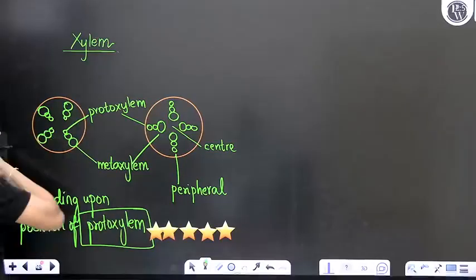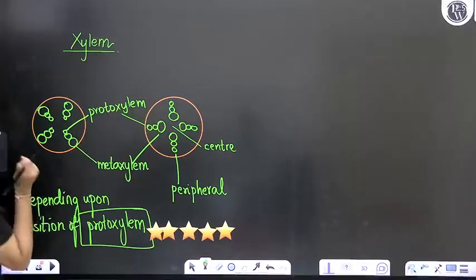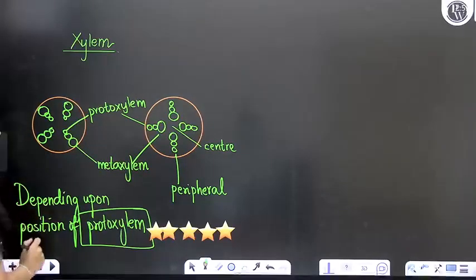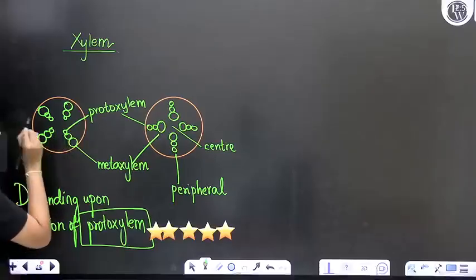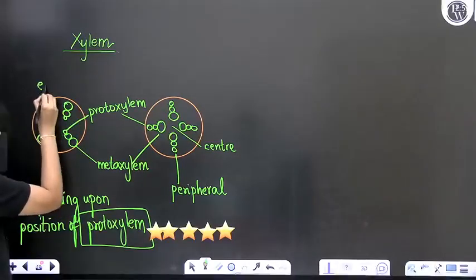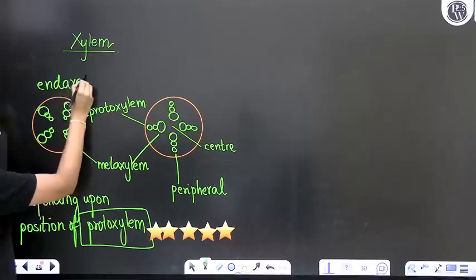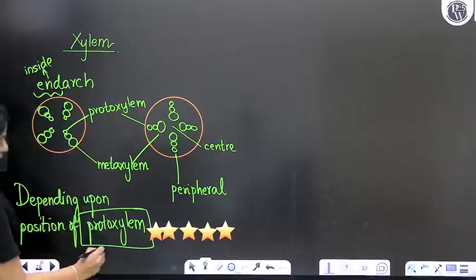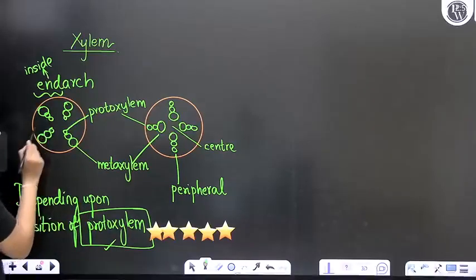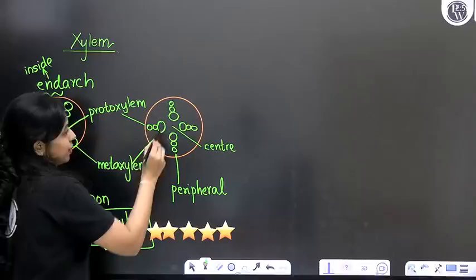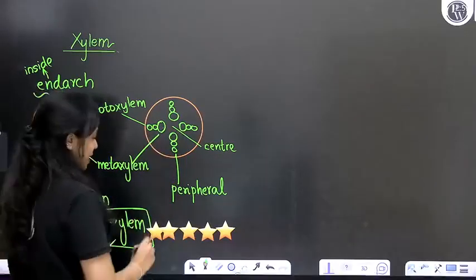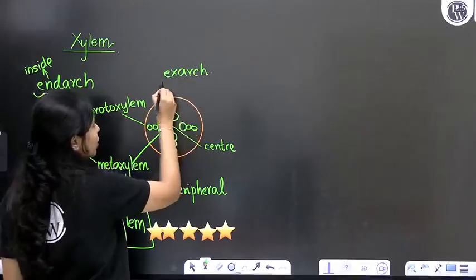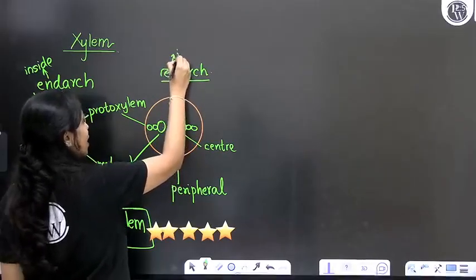If protoxylem is facing the inside, as you can see here, protoxylem is inside, metaxylem is outside, such a type of xylem is called endarch. Endo means inside. What are we classifying this based on? Based on protoxylem. Protoxylem here is facing the inside, so it is endarch. Here, protoxylem is outside, metaxylem is inside. Since protoxylem is outside, we call it exarch. Exo means outside.